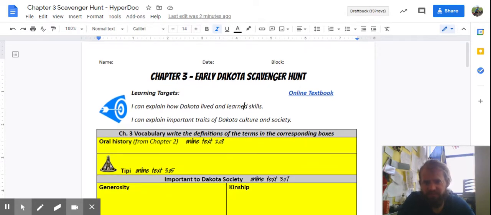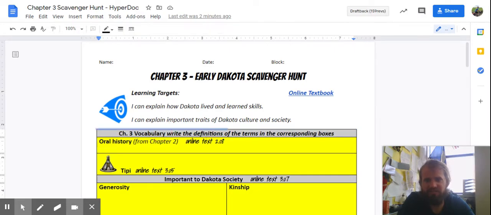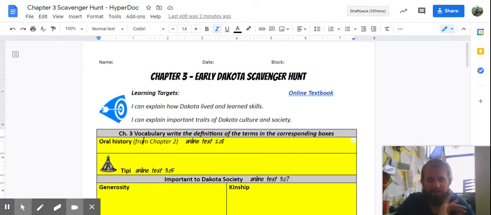At the top, we've got some vocabulary. You'll see that this is just defining some terms. We even already know this one. This is from chapter 2. That's why I highlighted it. When you open up into the textbook, you'll find that this is in the online textbook, page 2.08. So that's chapter 2, the 8th page of the chapter in the online textbook.